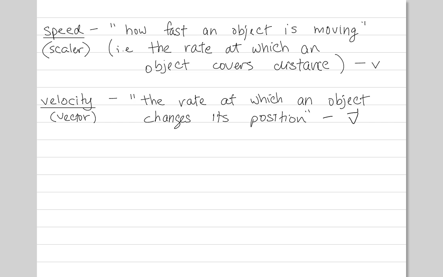Good. Okay. And just for clarification, I know this is obvious, but velocity is in the same direction. Because velocity is direction aware, it's in the same direction the object is moving. It seems obvious, but we'll just write it just to be clear. It's always in the same direction the object is moving. So if the object is moving eastward, its velocity is eastward.